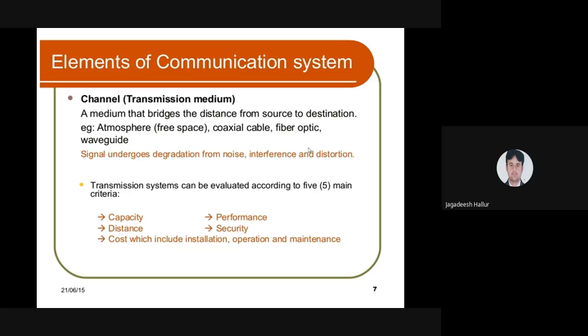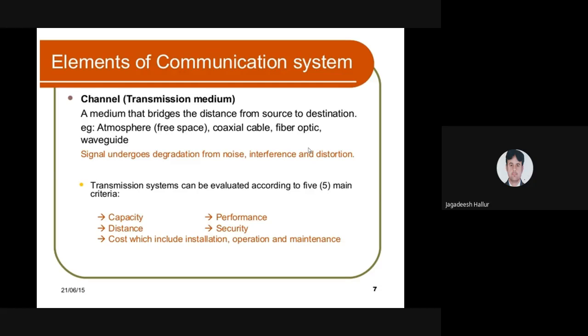Noise is nothing but what? Undesired signal or unwanted signal. That is to be removed in the particular medium, that is, the channel or transmission medium. That is, the signal undergoes degradation from noise, interference and distortion.